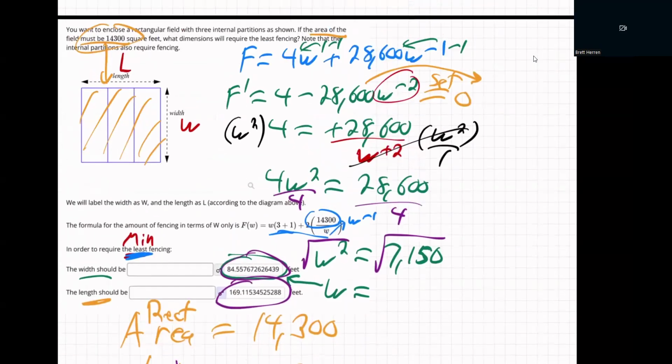So there's the dimensions of the rectangle that's going to have three partitions and it's going to have the least fencing. We minimized fencing that'll still hold the area we need for the animals or the inventory or whatever. Very practical in how they build things in the best possible way. And so there we go.